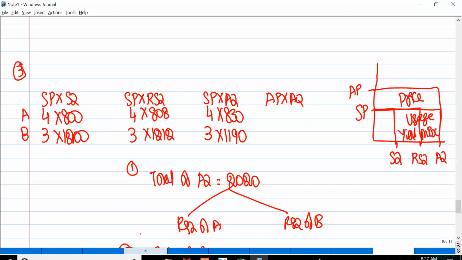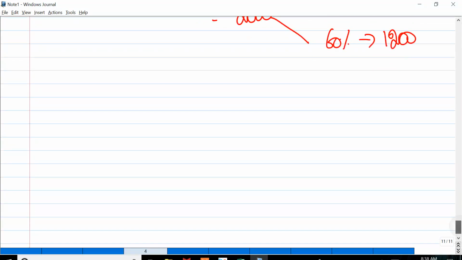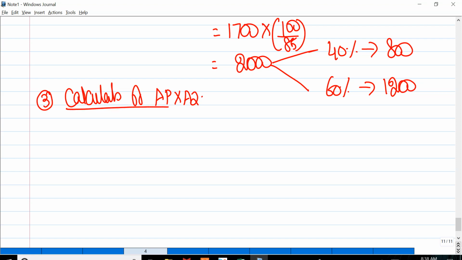Okay. The pending part is AP into AQ. I'll have to do a separate calculation for this. Come down. Point number 3, calculation of AP into AQ.